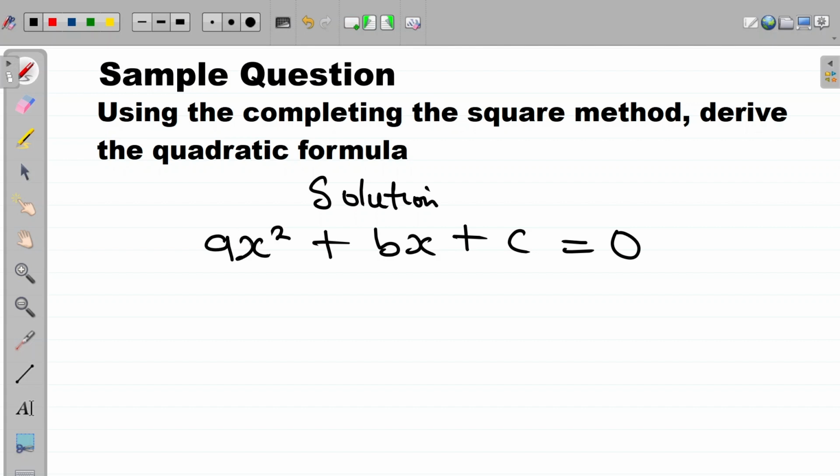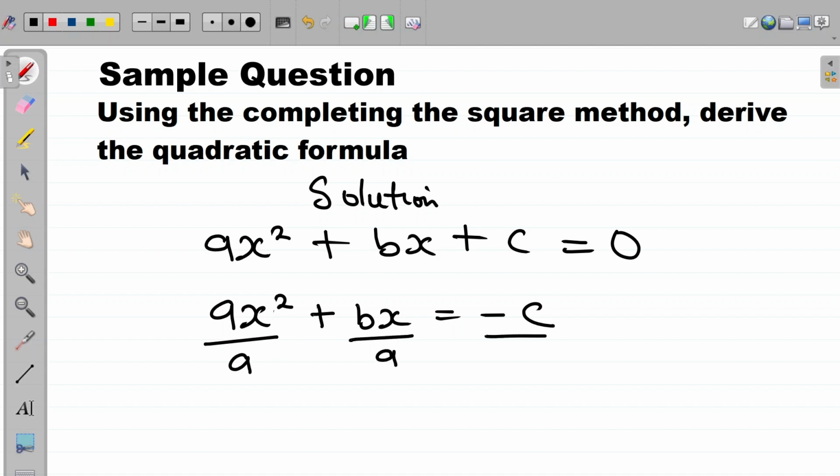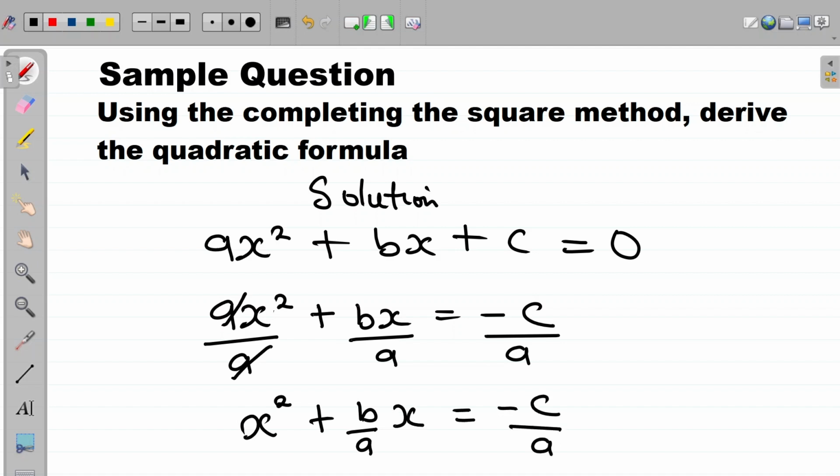So the first thing we do here is to move the constant term to the right-hand side. So we have that ax squared plus bx is equal to minus c. And recall that for us to use the completing the square method, the coefficient of x squared will be equal to 1. So we divide through by the coefficient of x squared, which is a. So a here can cancel out a. We obtain that x squared plus b divided by a multiplied by x is equal to minus c divided by a.